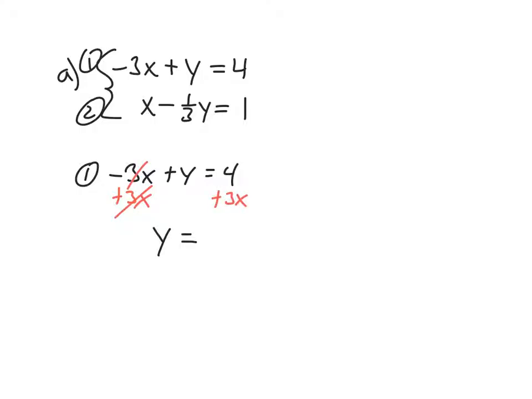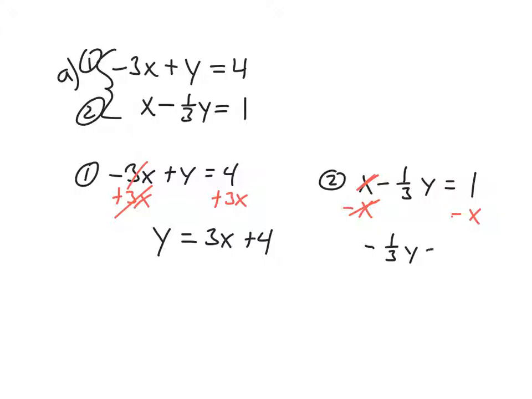So y equals 3x plus 4. Let's stop there. Let's not worry about slope or anything yet. Let's just look at equation number 2. Equation number 2 says x minus 1/3 y equals 1. To put this in slope-intercept form, what do I need to do? I need to subtract x. It's a positive x, right? So I got to get rid of it by subtracting it. I now have negative 1/3 y equals negative x plus 1.